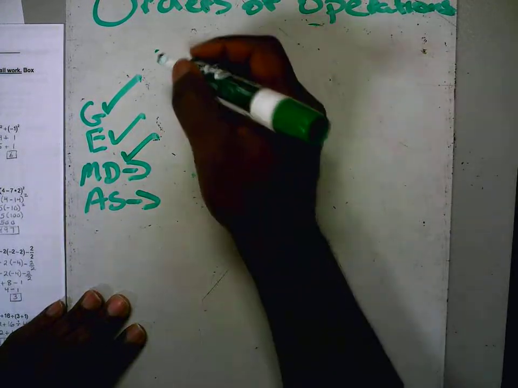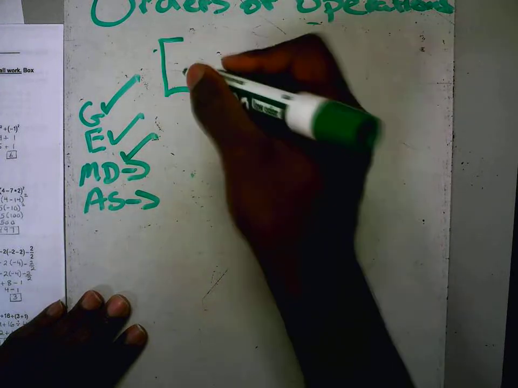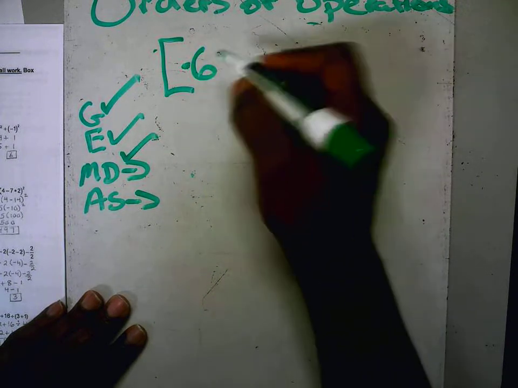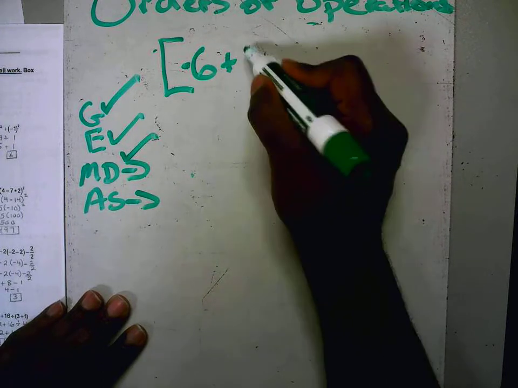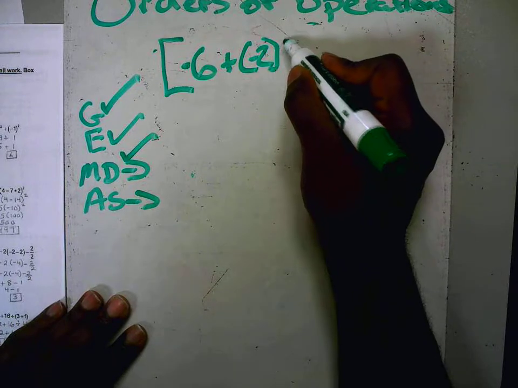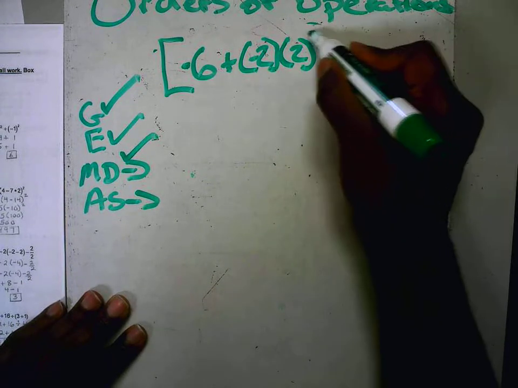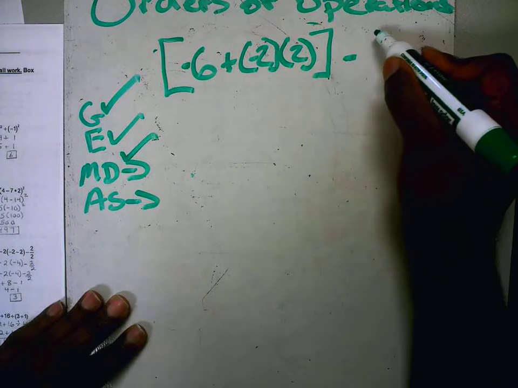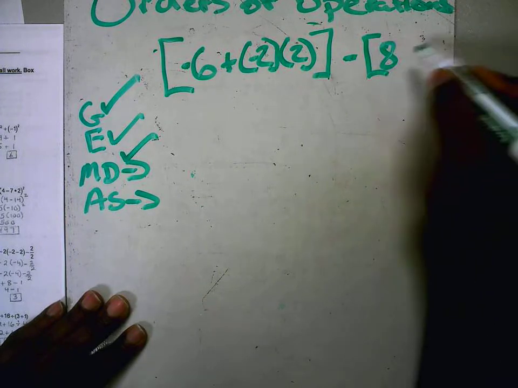Alright, we're going to do one with brackets. Remember, brackets are groupings that take the place of parentheses. And you'll see that this problem also has parentheses inside the brackets. We do not want to write parentheses inside of parentheses, so we simply do the brackets.